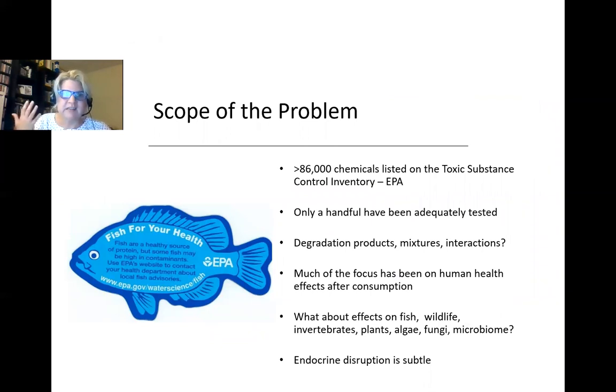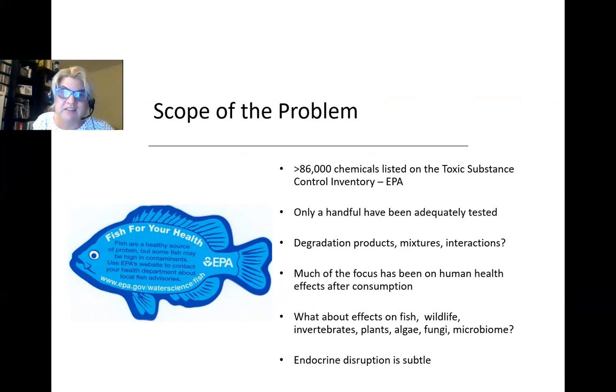We've been doing this median lethality types of testing for so long, but we're realizing that there's over 86,000 chemicals listed on the Toxic Substance Control Inventory by the EPA, and really only a handful have been adequately tested for these sublethal effects. And this doesn't take into consideration things like degradation products, mixtures, and interactions. And most of the focus has been on the human health effects after some sort of consumption. But we don't really know what the effects are on fish, wildlife, invertebrates, plants, algae, fungi, microbiome.